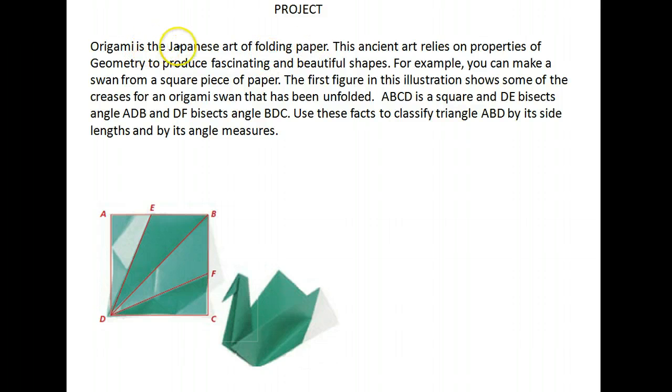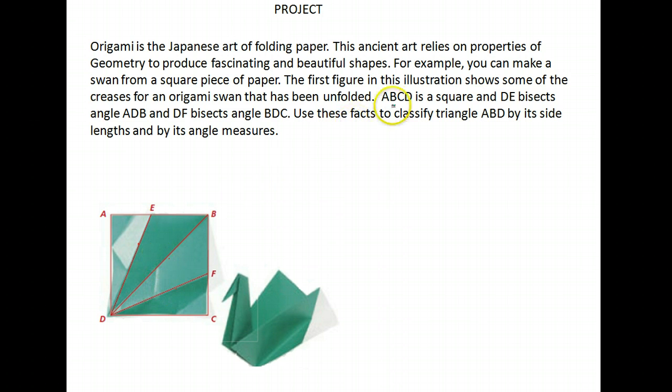Now, they talk about origami, and it says it's a Japanese paper folding. It relies on properties of geometry to produce fascinating and beautiful shapes. For example, you can make a swan from a square piece of paper. The first figure in this illustration shows some of the creases for an origami swan that has been unfolded. Okay, so notice they took this square piece of paper and using origami they are able to create this swan. Here are some of the folds they created while doing this.